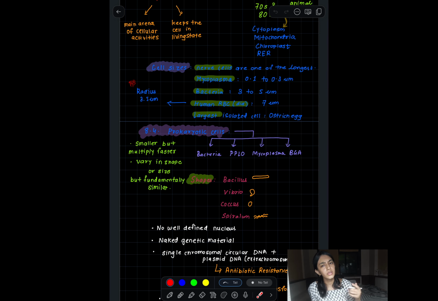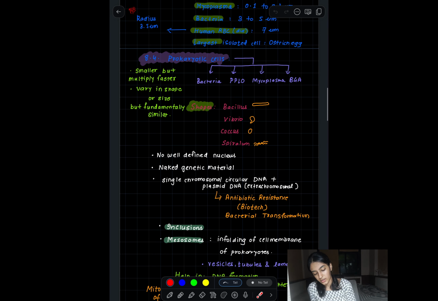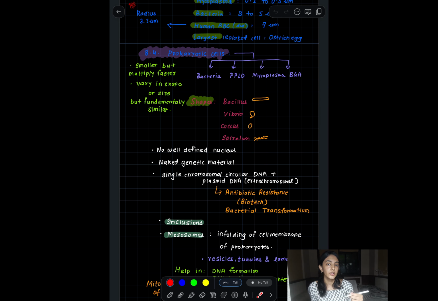Now moving on to the next part, the prokaryotic cells. Now, the prokaryotic cells are represented by four types of organisms: the bacteria, PPLO, Mycoplasma, and blue green algae. The prokaryotic cells are very small in size, as we know. The bacteria, they are so small we can't see them with naked eyes, but they multiply really fast. And they are found in various shapes or size, but they are fundamentally the same.